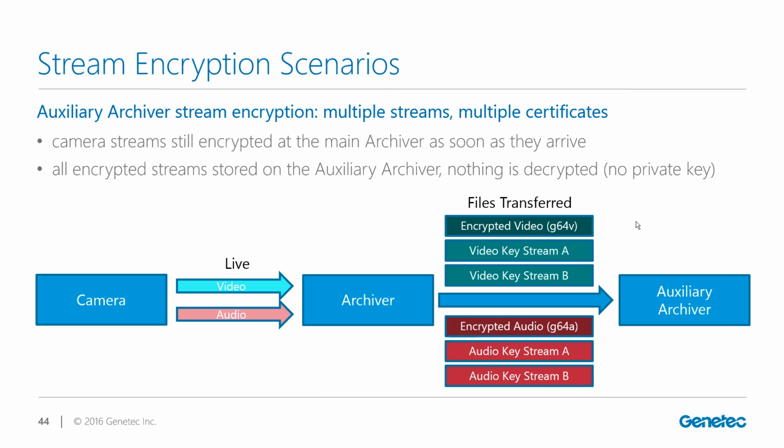The private keys are only kept on the actual client workstations, not on the servers, so that means that the archiver can't see the video, the auxiliary archiver can't see the video. All they can do is take the encrypted files and actually store them on their storage device. So that keeps things very secure, so there's no point where it gets decrypted unless you actually have that private key.